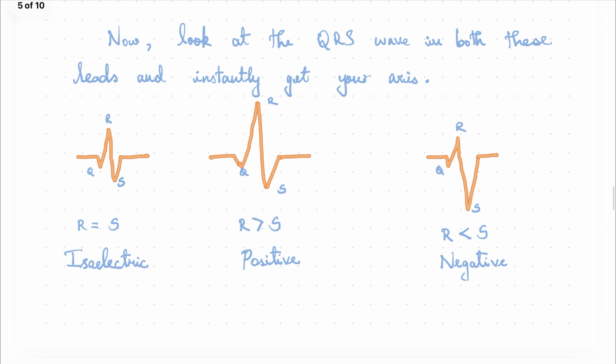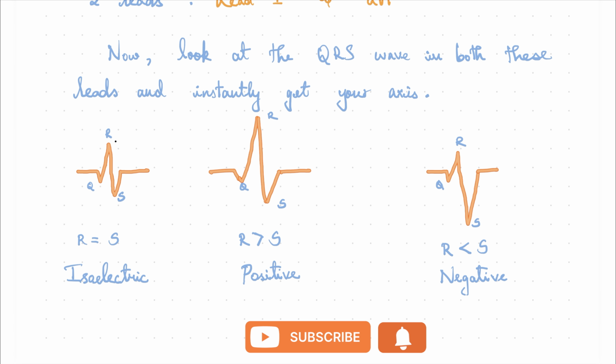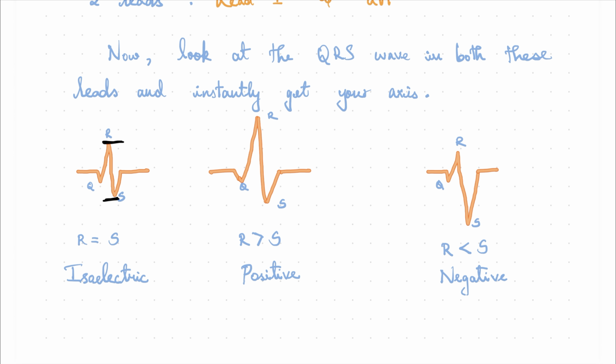Now look at the QRS wave. That is what you have to find. If the height of the R and the height of the S are equal, it's isoelectric. But if the height of the R is greater than the height of the S, it is positive. If the height of the R is less than S, it is negative. Now this is what you have to remember.